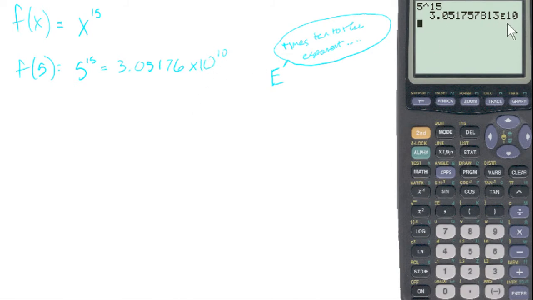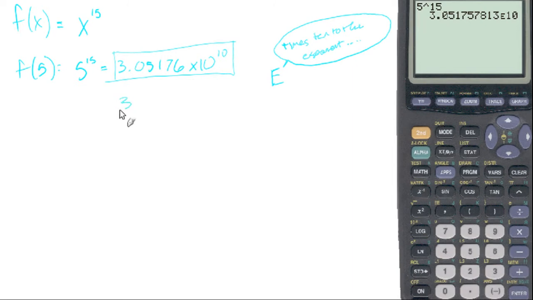So here's the thing. At least in my class, I don't want to see this written on your papers, E10. No, don't do that. Now let's talk about what this actually means. If you see an E, just understand it means times 10 to the, and write that exponent right there, whatever that number is.